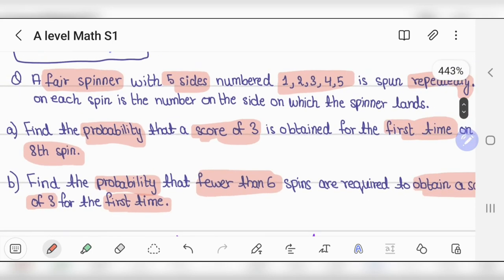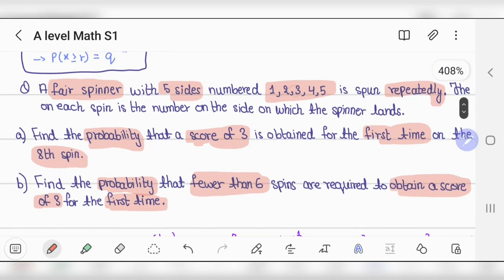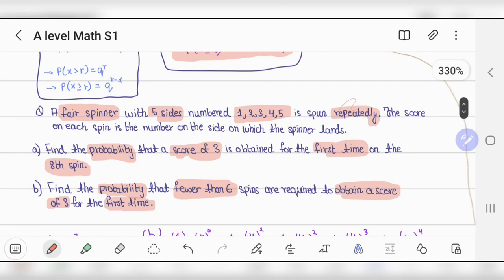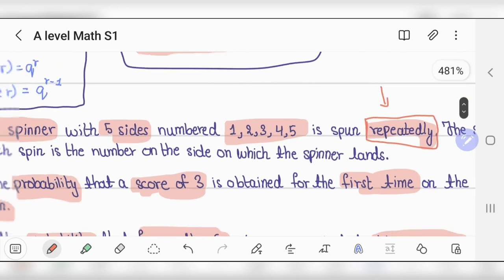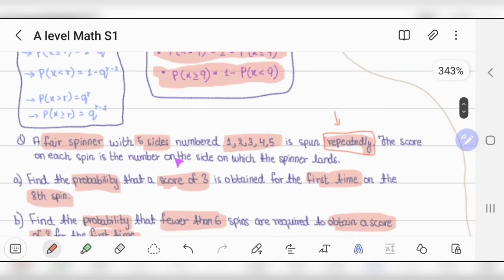So the answer would be, okay, with 5 sides, it's spun repeatedly. Whenever you get this kind of word, repeatedly, it means this is a geometric distribution. If you do not get this word, then remember that it would be binomial. Otherwise, it would be geometric, because it says repeatedly and there is no n. The score on each spin is the number on the side on which the spinner lands. Find the probability of the score of 3.